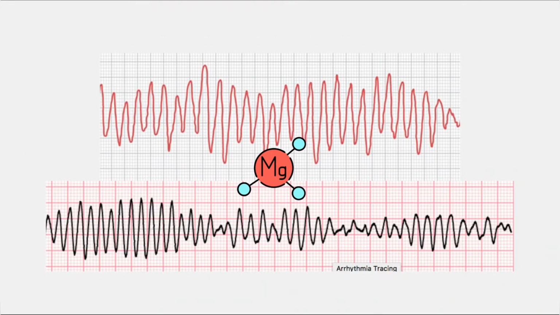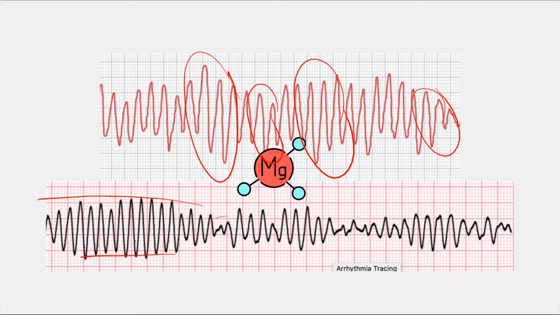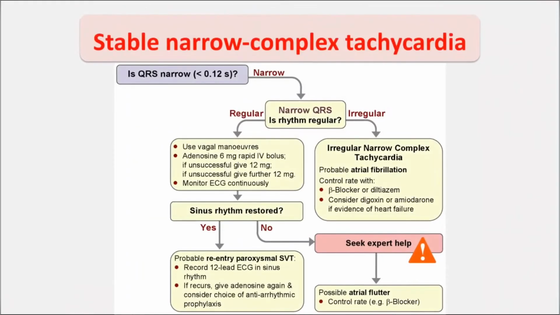There is an increase in the QRS amplitude with narrowing, then again an increase and narrowing. This is called torsade de pointes. Torsade de pointes is usually due to magnesium deficiency. So you have to give 2 grams of magnesium over 10 minutes. So this was about stable broad complex tachycardia.